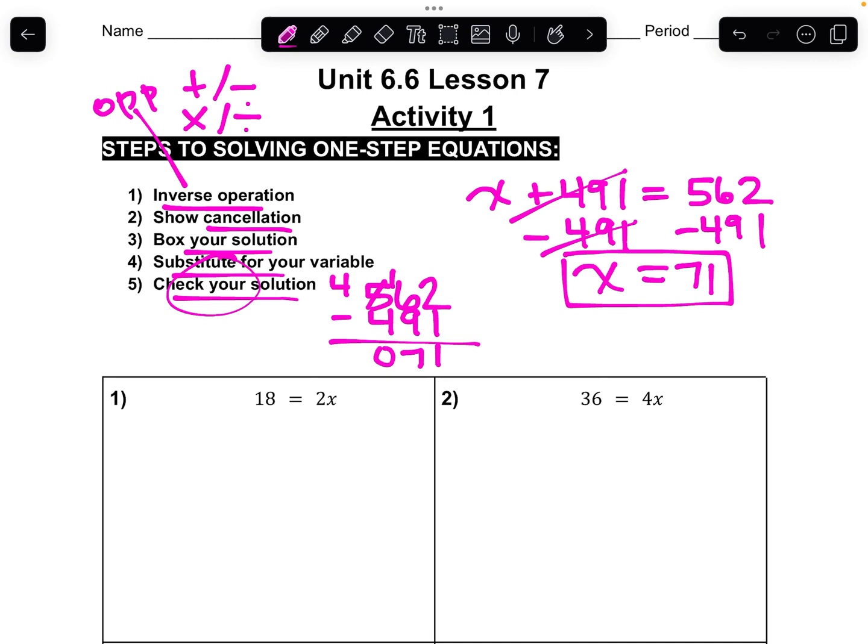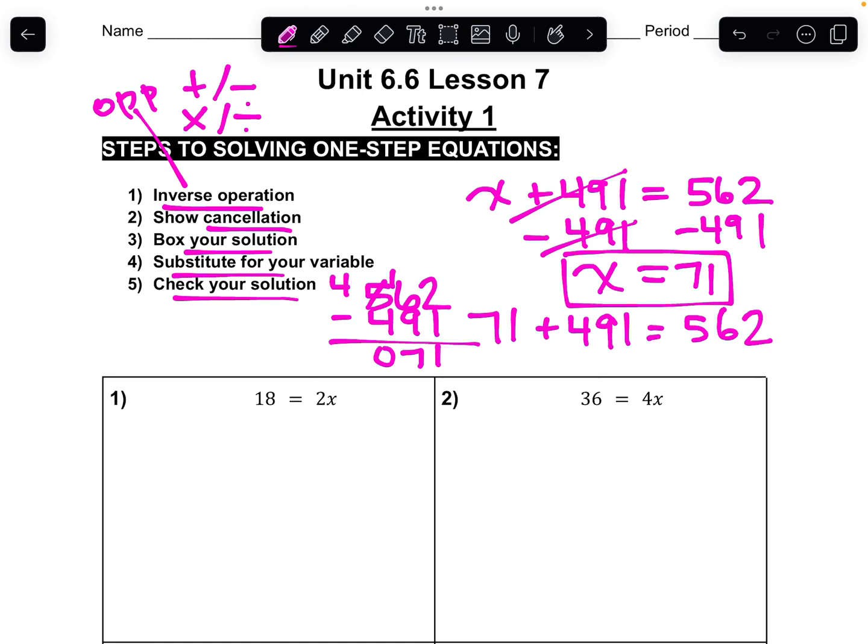Now we must substitute and check, which is our last two steps, meaning you have to put the 71 in for x, and see if it really does work. So I'm going to write this whole equation all over again, except instead of this being x, we're going to call it 71, and we're going to see if that works. So we're going to say 71 plus 491 must equal 562.